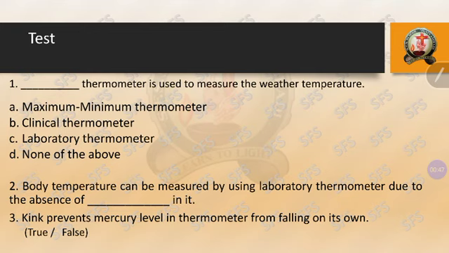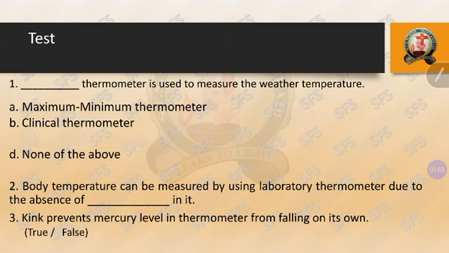Question number 1: Dash thermometer is used to measure the weather temperature. Here are 4 options for you. Option A, maximum minimum thermometer. Option B, clinical thermometer. Option C, laboratory thermometer. And option D, none of the above.